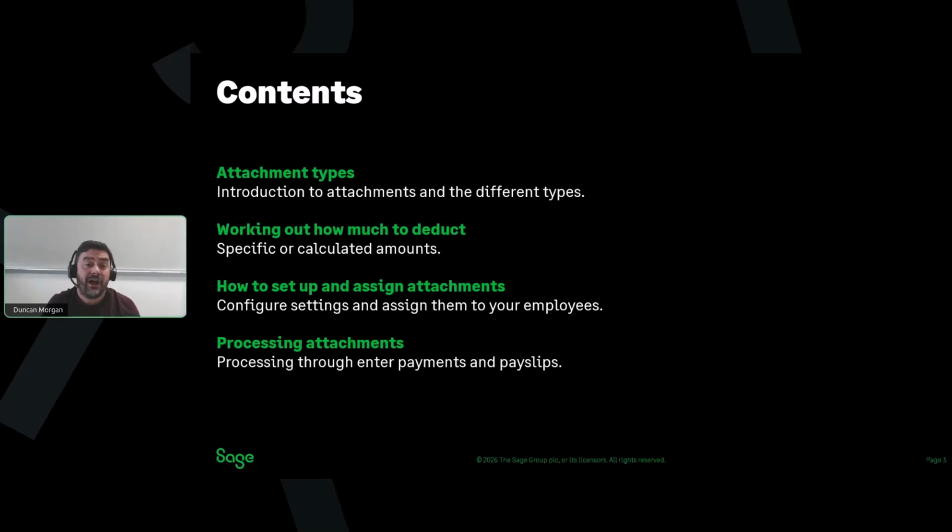We'll then give you some demos on how to set up and assign attachments to an employee. So looking at the various settings and how to view that information within the employee record. And we'll finish with processing the attachments. So you'll get to see how the amount is deducted, where you can view this in the enter payment screen, and we'll work through a couple of the calculations just to show you how it's all been calculated.